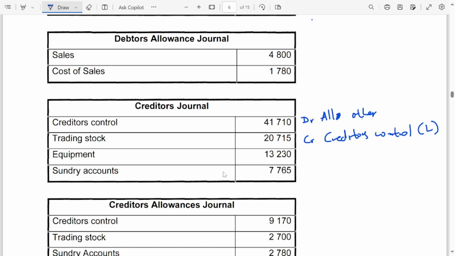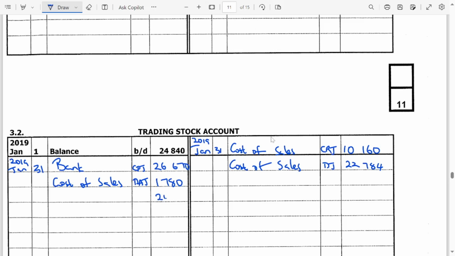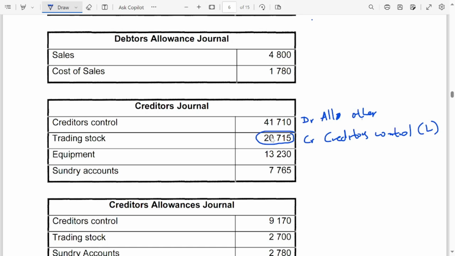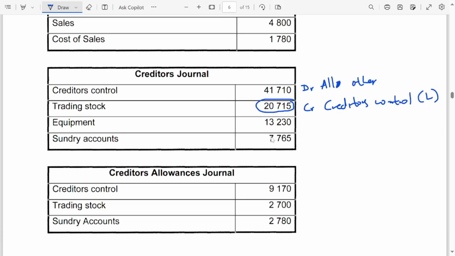So it means that we are going to go to the trading stock and debit it with 20,715 trading stock. So it says CJ. The account that we're going to write in here is going to be the creditors control, since we bought the goods here on credit. So there's no debtors control here because we are buying on credit. We are not selling.